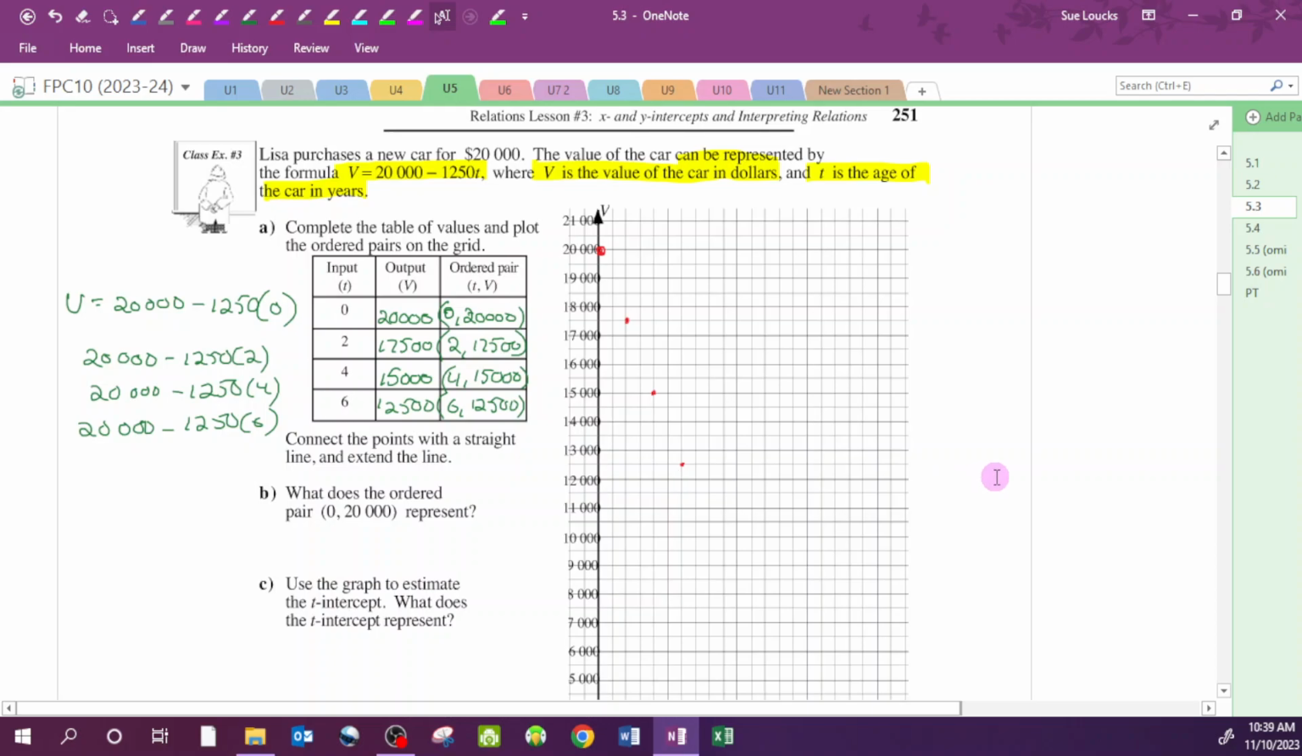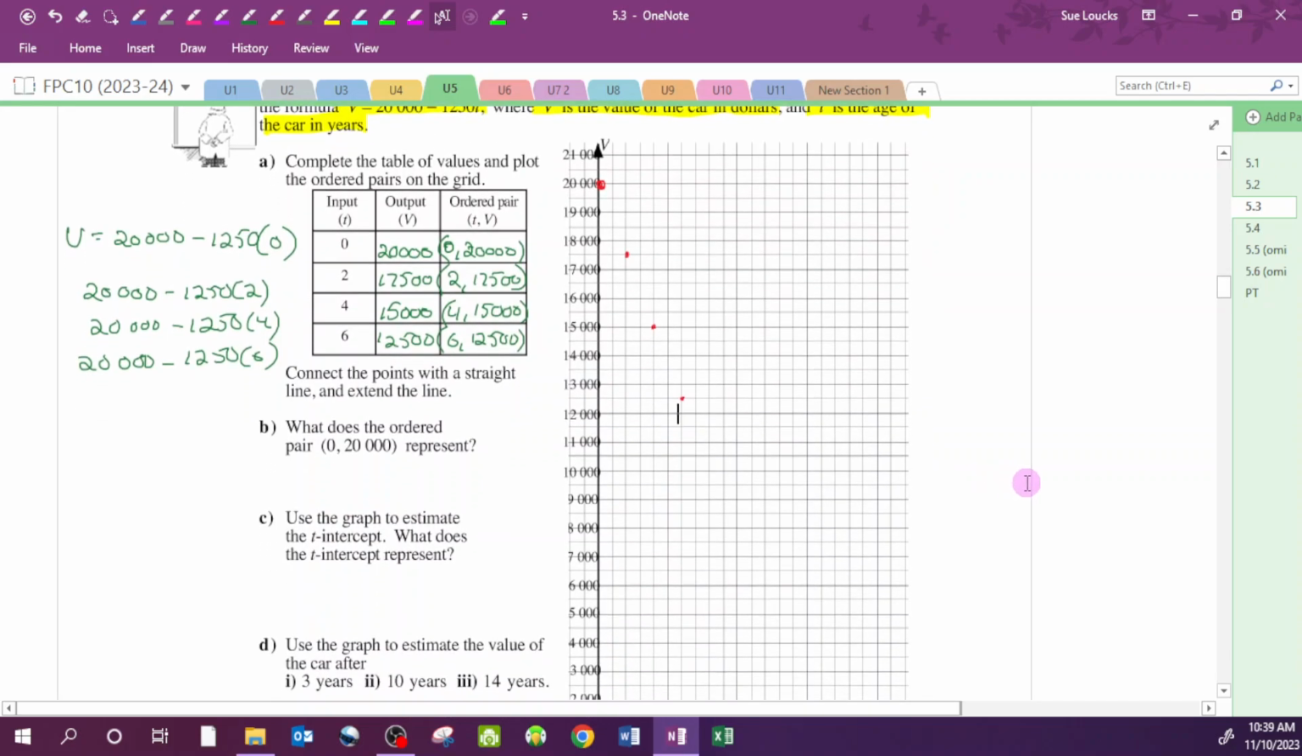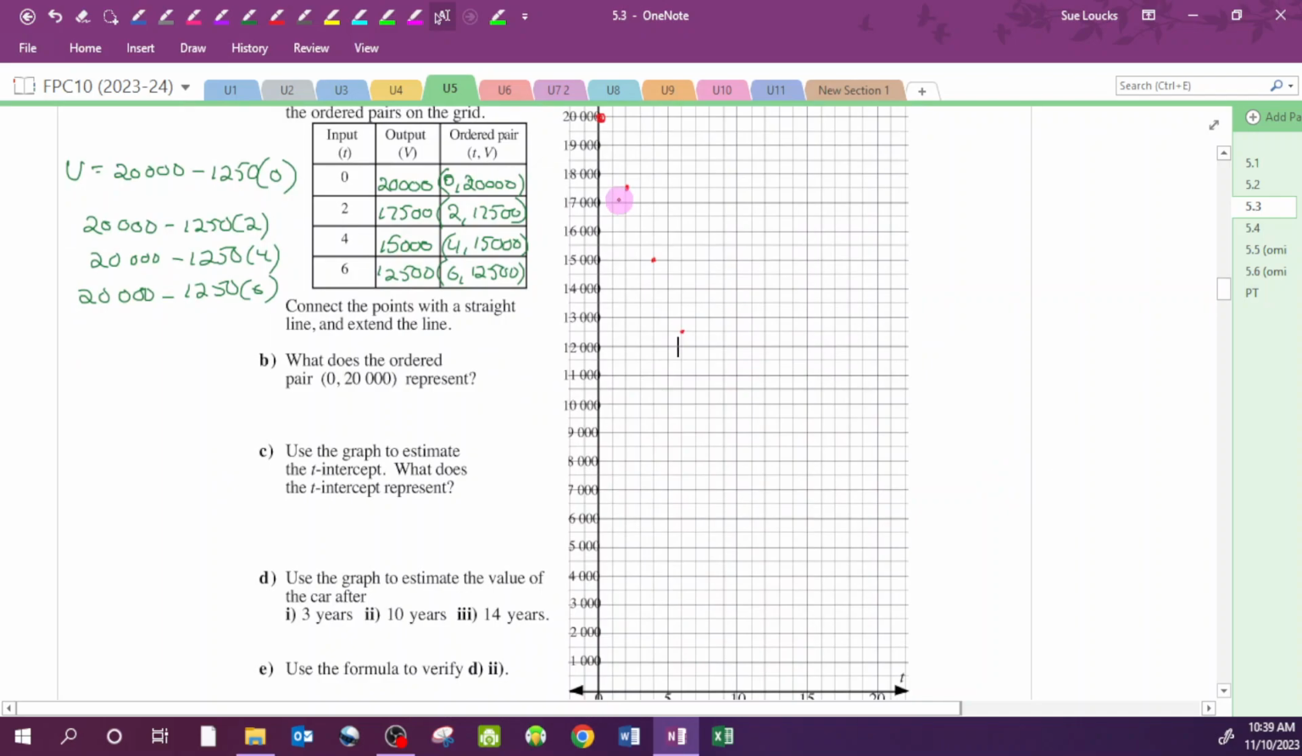Okay. Now, it says to connect the points with a straight line and extend the line. So remember, when we want to do a really accurate line, we look at what's happening between each of these points. So for each of these, I'm going down 5 and over 2. So I'm going to start here. If I go down 1, 2, 3, 4, 5, and over 2, I'll have a point there. And I keep going, down 5 and over 2, each time.